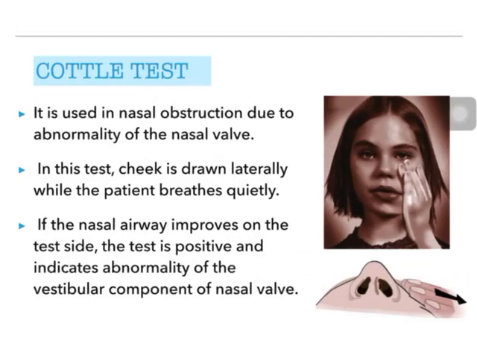Cottle test. It is used in nasal obstruction due to abnormality of the nasal valve. In this test, cheek is drawn laterally while the patient breathes quietly. If the nasal airway improves on the test side, the test is positive and indicates abnormality of vestibular component of nasal valve.